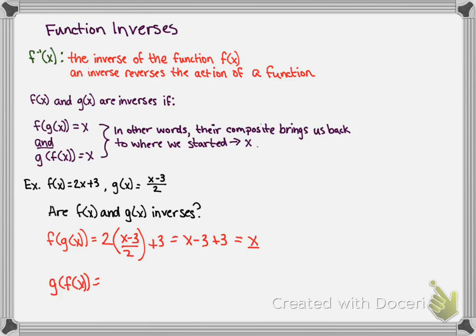Now we need to check g(f(x)). Here the main function is g(x), and we're substituting in f(x) for x. So we will get something minus 3 all over 2, and we'll put 2x plus 3 in for that something. So we have (2x plus 3 minus 3) over 2. Here we'll simplify the numerator first, and the plus 3 and minus 3 cancel out.